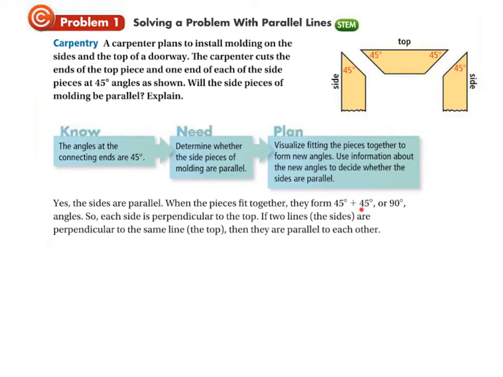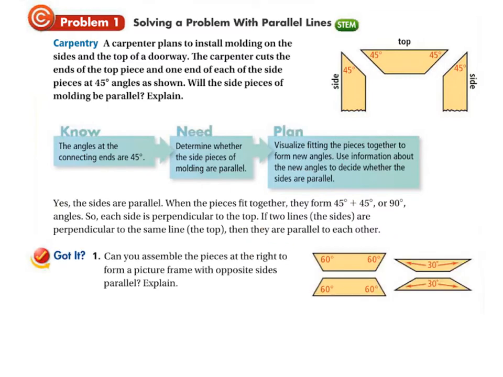When the pieces fit together, they form 45 plus 45, or 90-degree angles. So each side is perpendicular to the top. If two lines, in this case the sides, are perpendicular to the same line, the top, they're parallel to each other. Okay, what about this one? Can you assemble the pieces at the right to form a picture frame with opposite sides parallel? Explain.